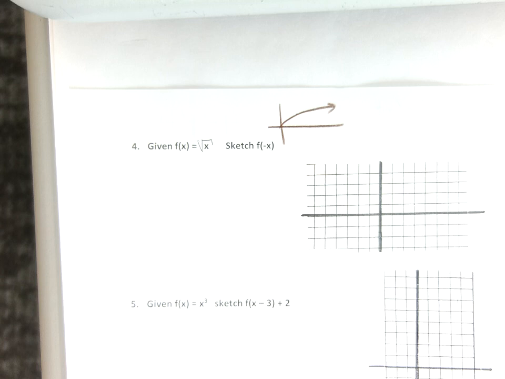Square root of 5, 6, 7, and 8 are decimals. Square root of 9 is 3. I just need a few points. You guys agree? I know what the shape is. So I'm going to graph it there, there, and there.